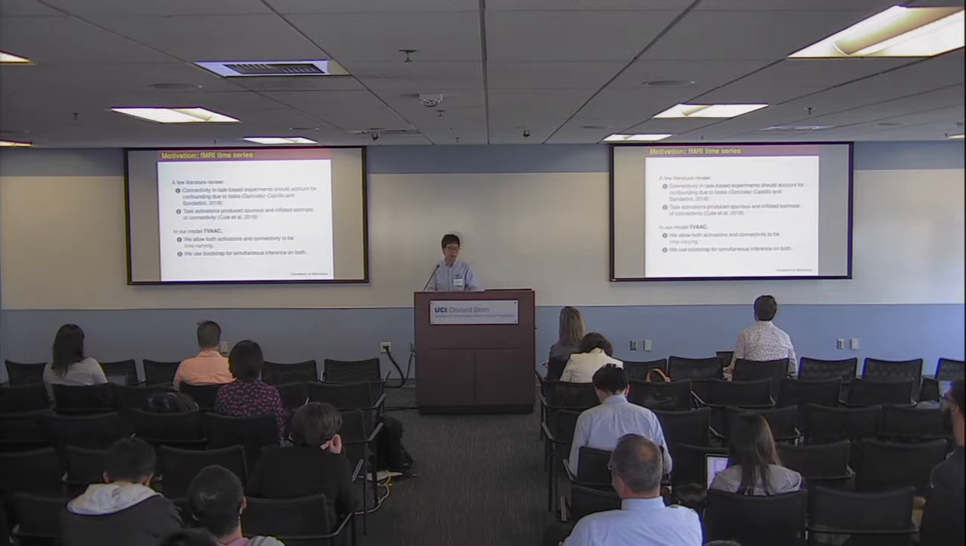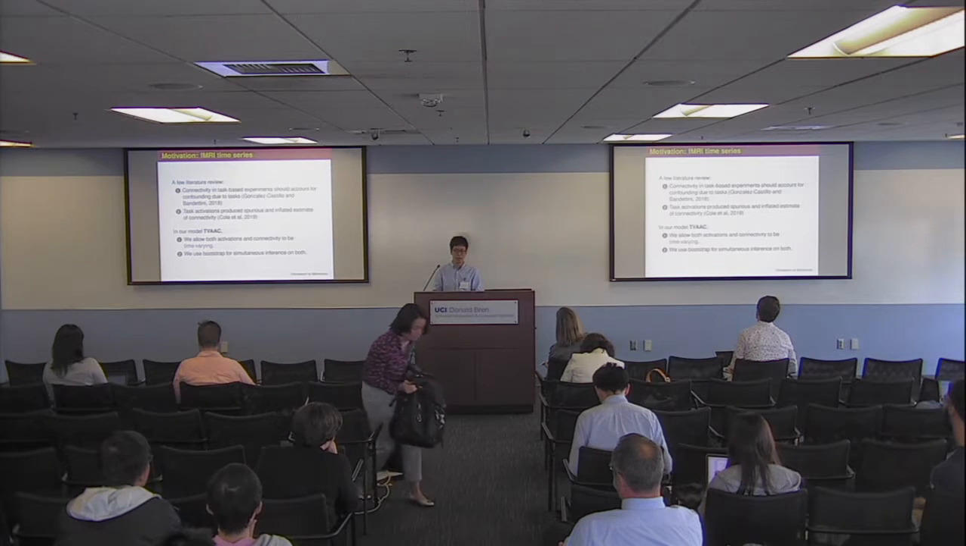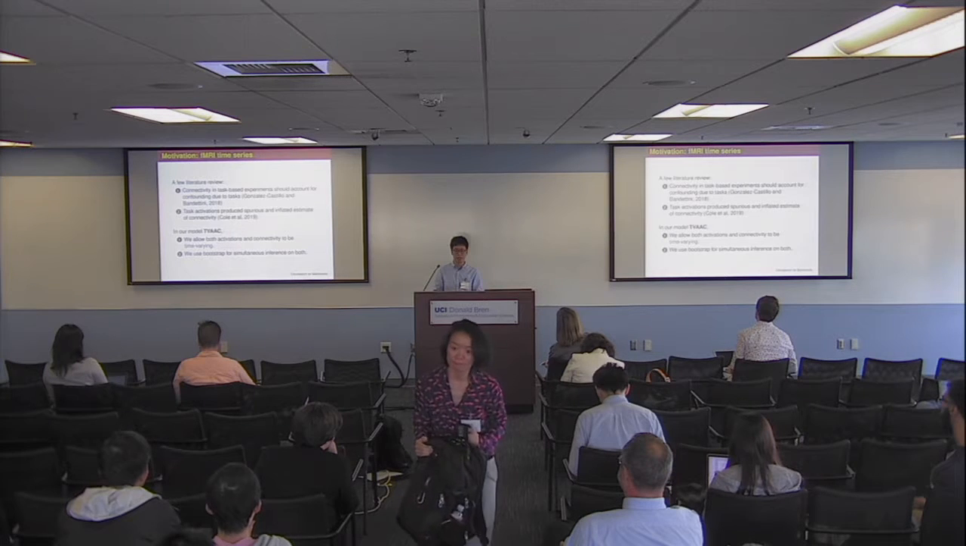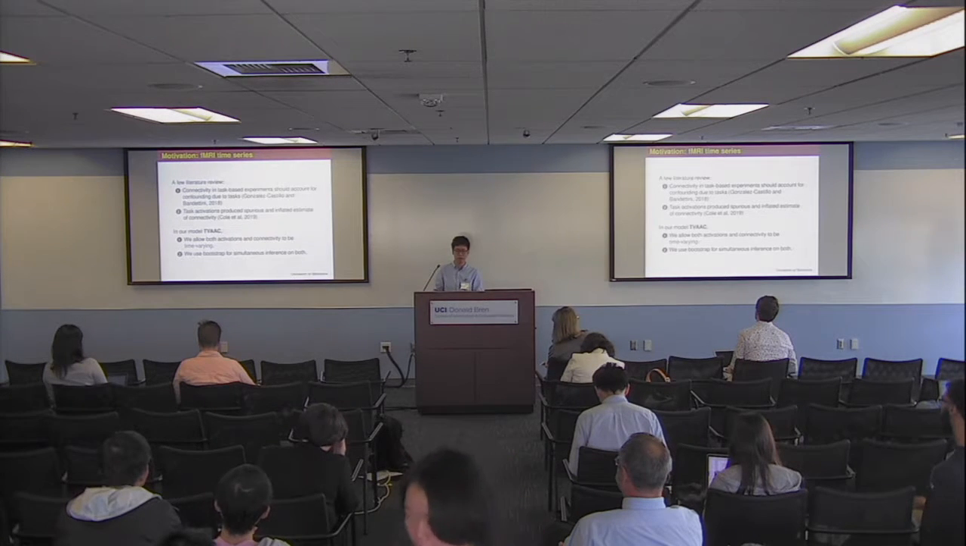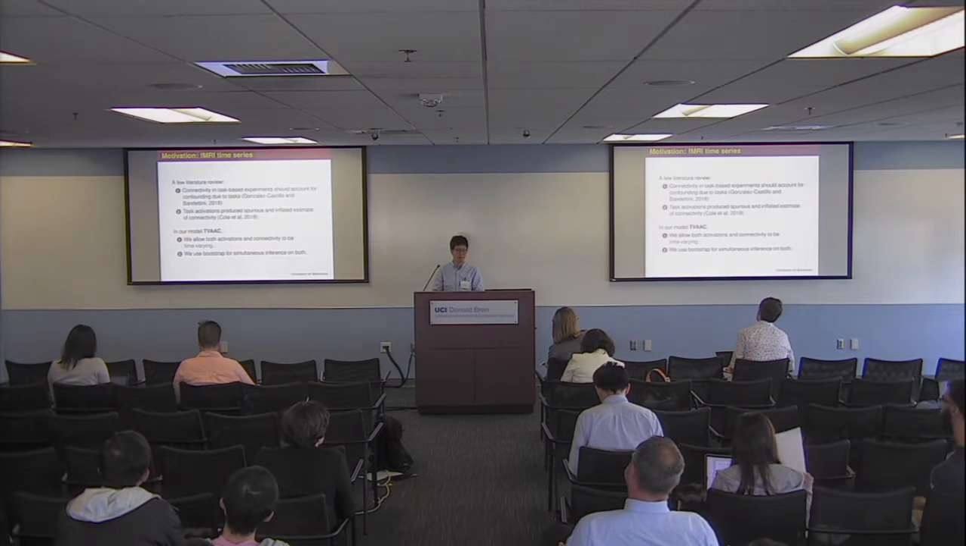However, the second paper pointed out that the task activation, even after you regress out the task activations, produces a spurious and inflated estimate of connectivity. What they also commented is that a flexible form of the activation effects reduces the bias of the estimate for the functional connectivity. So in our model, we allow both activation and connectivity to be time varying, and we will be applying bootstrap for simultaneous inference on both beta and gamma of t.